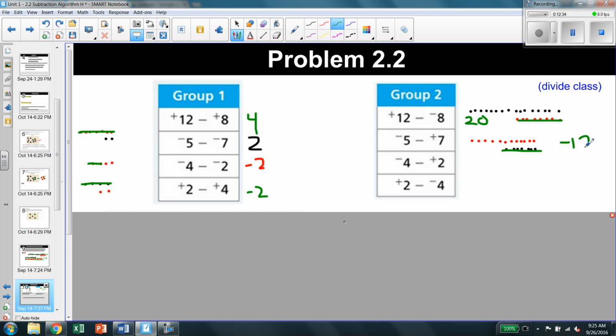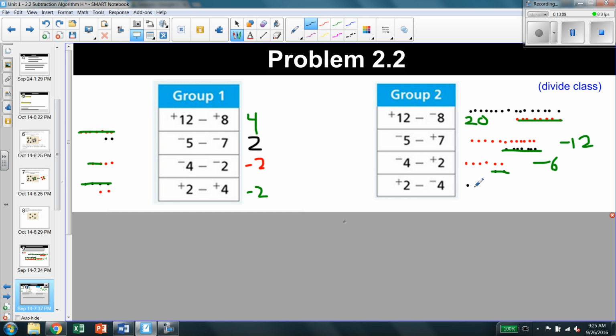Negative 12. Okay. We have 4 negatives. 1, 2, 3, 4. I want to take away 2 positives. I can't do that right now, so I have to add in 0 pairs. 1, 2. 1, 2. Take away my positives now. How much is left? Negative 6. Whoa, I'm getting crazy with the colors. Negative 6.